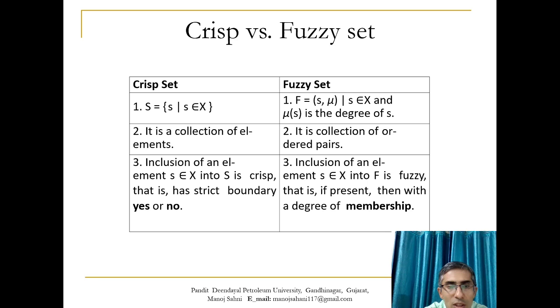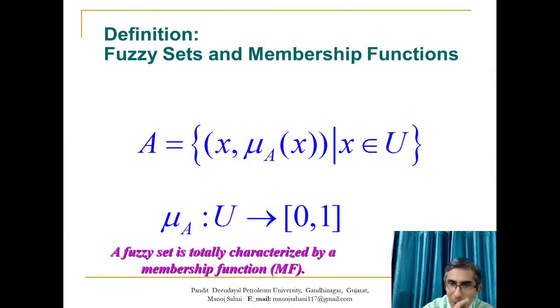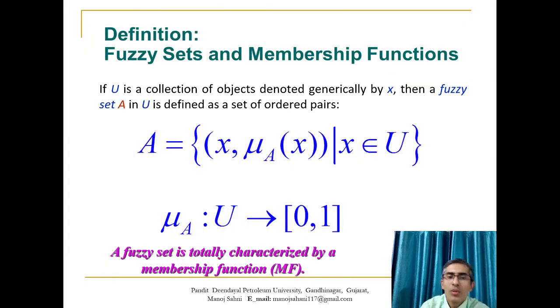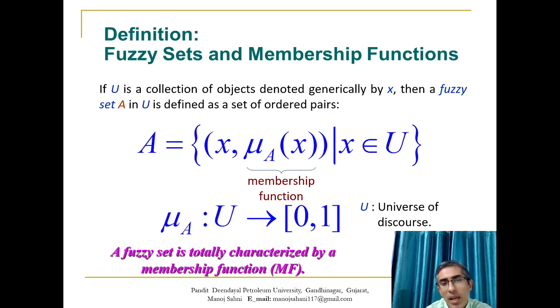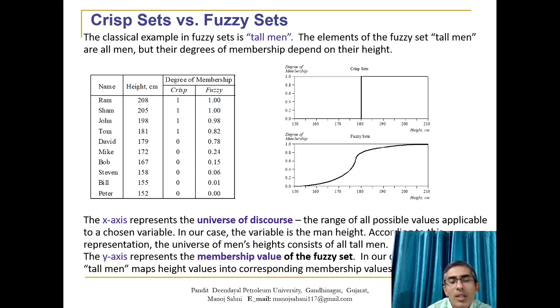A crisp set is a collection of elements, whereas a fuzzy set is a collection of ordered pairs. Now, the membership value in the case of a fuzzy set is defined from the elements of the set to the interval, so mu A of x is the membership function. As I gave you the example before, there is a list of 10 people who have heights in centimeters defined from 152 centimeters to 208 centimeters.